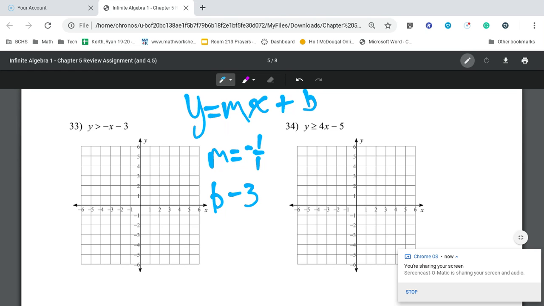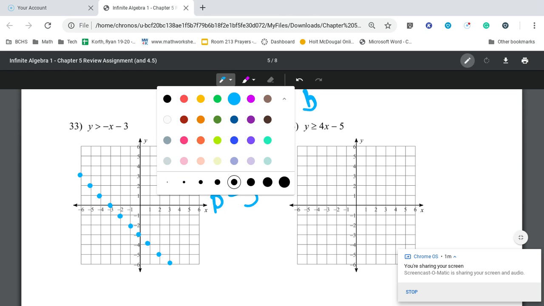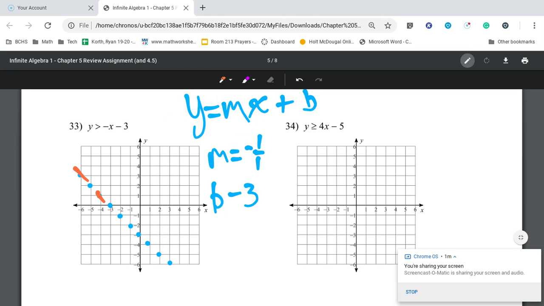Since the y-intercept is -3, that's where we'll start. Going up 1 over 1, up 1 over 1. Let's go ahead and make our beautiful dashed line. Greater than says we will shade above.